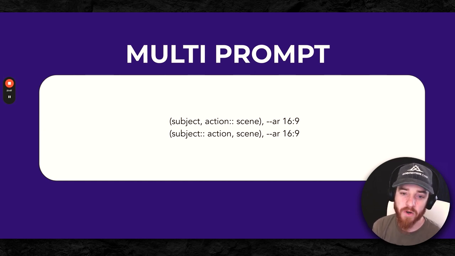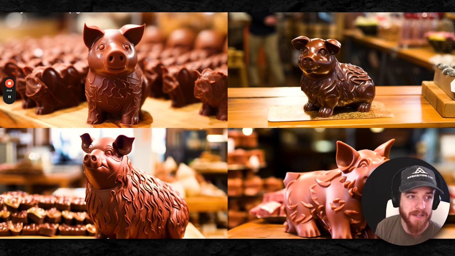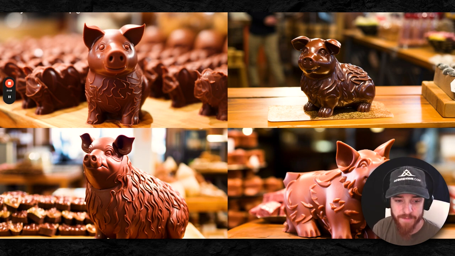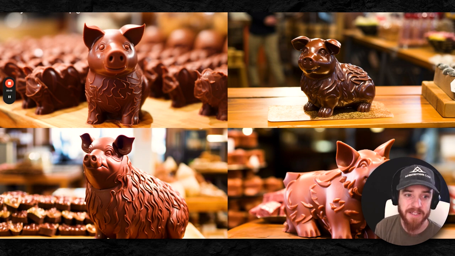Depending on where you put your colons, it's going to totally change up your image. A good example of that is the chocolate pig. So I'm doing a fancy :: chocolate pig statue. This is what it gave me. It gave me a fancy, right? The emphasis was on fancy chocolate pig statue, right?